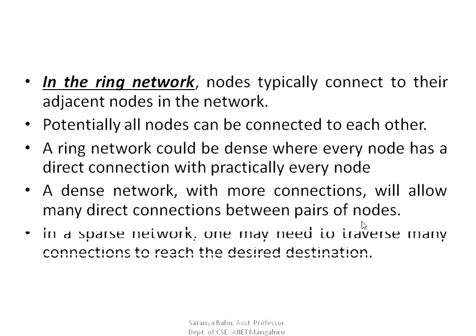Okay. Now, in a sparse network, one may need to traverse many connections to reach the desired destination, because the connections will be limited. It doesn't connect with every other node. Clear? So what happens is, in a sparse network, one may need to traverse many connections. It may have to travel through many connections so that it can reach the desired destination.